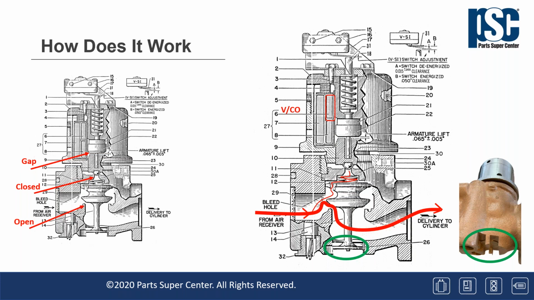Notice that the 65 thousandths armature lift gap is reestablished and the pilot armature seat is now closed off. However, the main piston is still in the open position, allowing air to be passed through the valve, while the bleed hole allows air pressure to be reestablished above the piston in order to push it back down and seal off the main valve. Let's move on to the next slide to see this in action.